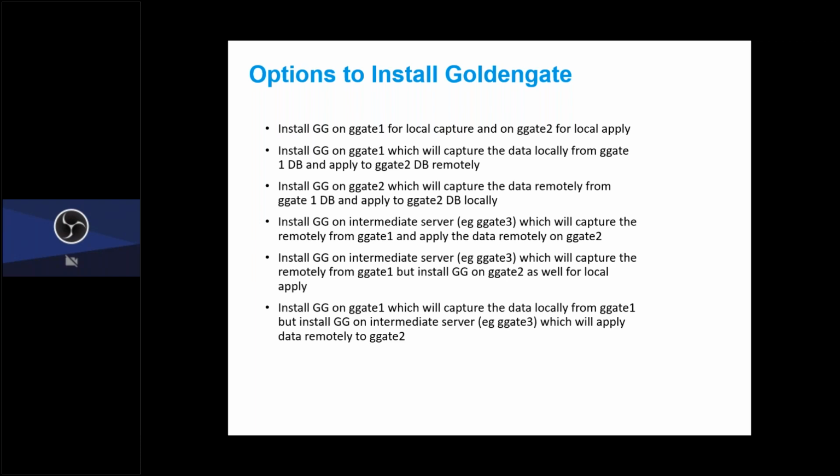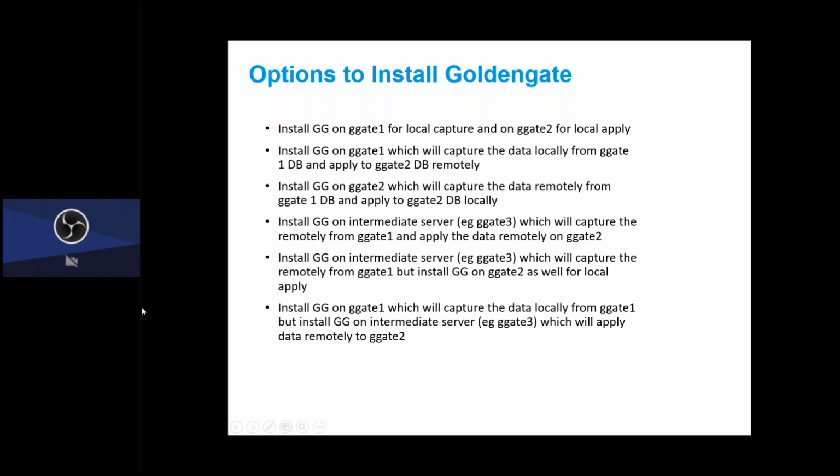Now the fifth option is you install Goldengate on an intermediate server, for example G-Gate3, which will capture the data remotely from G-Gate1. Consider a scenario: you have two different clients in two different zones. They cannot use the same intermediate server, just like you are using in the fourth option. Their servers will reside in different zones, so you cannot use the same intermediate server. So this is what we are doing in the fifth option.